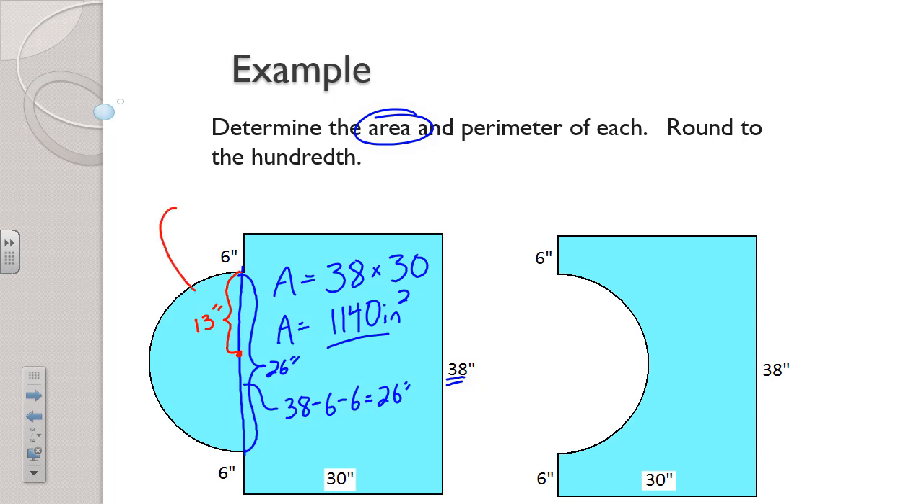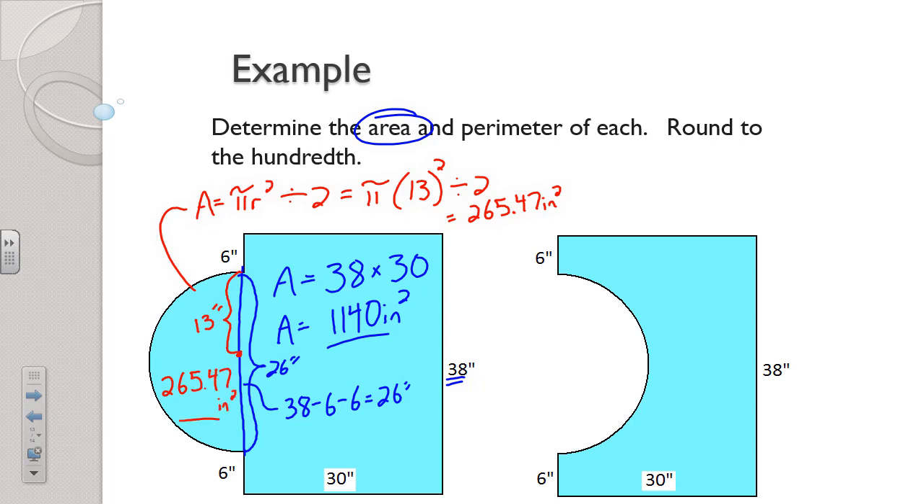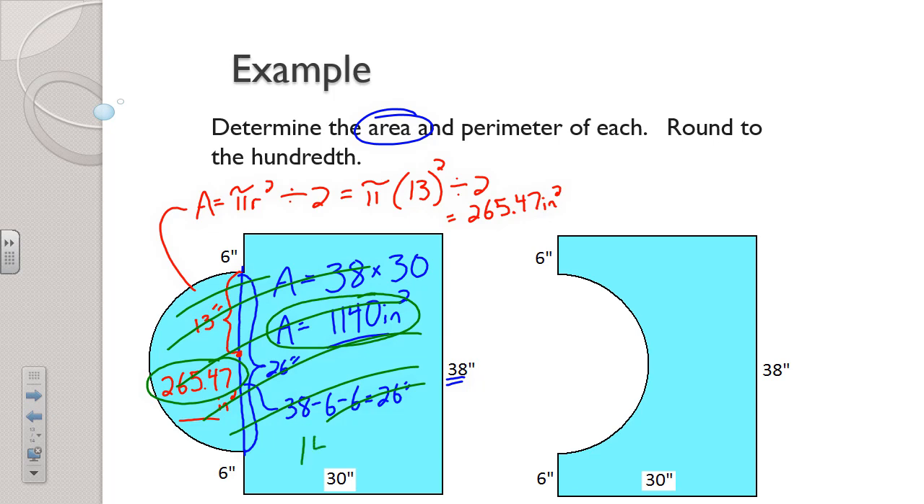Now, the area of this part over here, that's a circle, so our area would be pi times the radius squared, but it's only a half a circle, so we'll need to divide that by 2. So for our calculations, that's pi times 13 squared, but then we're going to divide that by 2. And that gives us an area of 265.47 square inches. So we can add those together and we can conclude that the total area of this entire shape, the rectangle and the circle combined, will be 265.47 plus 1140 square inches, and that gives us 1,405.47 square inches. That is the total area of that shape.